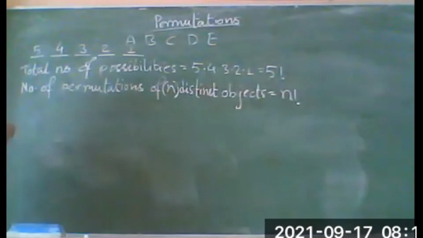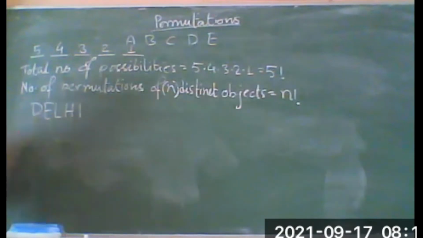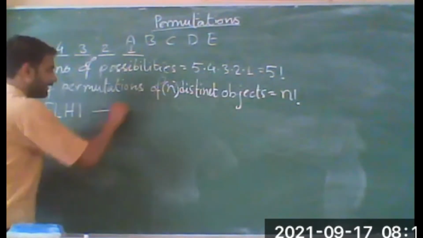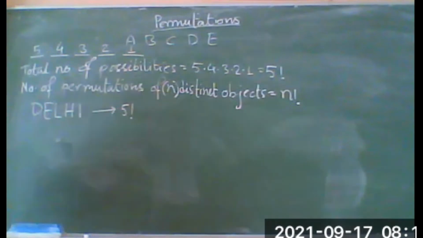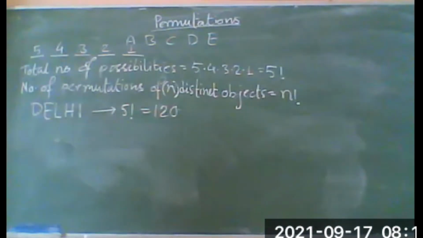So just for a simple observation, if I am having the word Delhi, in how many ways we can rearrange this word? 5 factorial. Very good, 5 distinct objects are there. So we can rearrange them in 5 factorial ways. So if you change the positions of these letters, if you rearrange it, there will be 120 ways to write this word. Means there will be 120 permutations of this. Okay. So this is the thing.